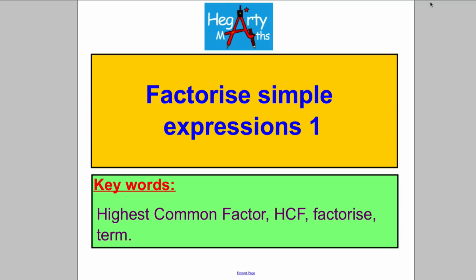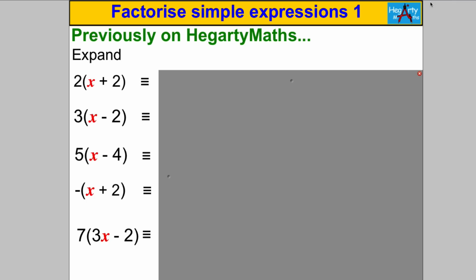It's Mr. Hegarty here, and in this video we're talking about factorising simple algebraic expressions, our first video on that topic. Now before we get going, I want you to pause the video and try and expand the following brackets. This is a task and a skill we've previously learnt about.